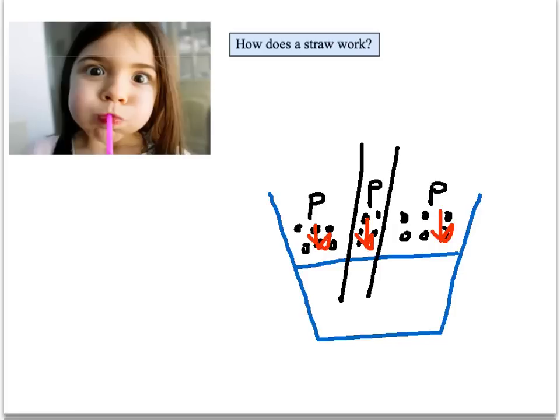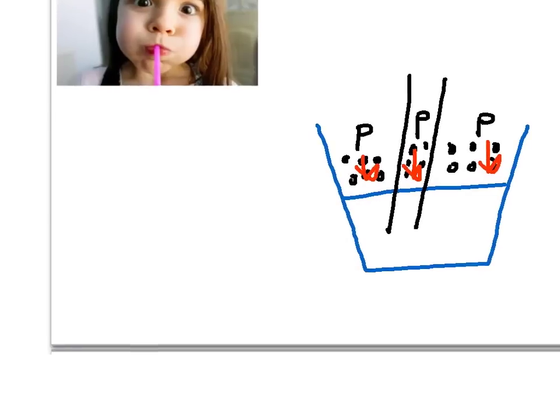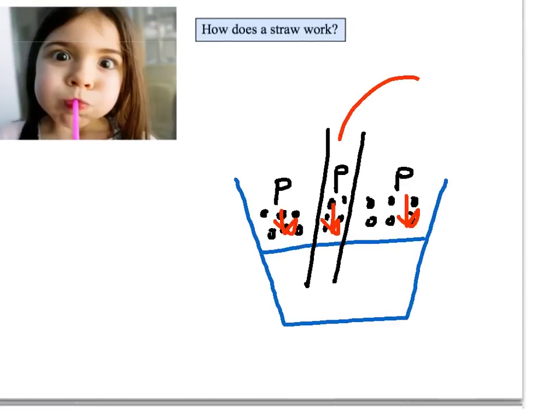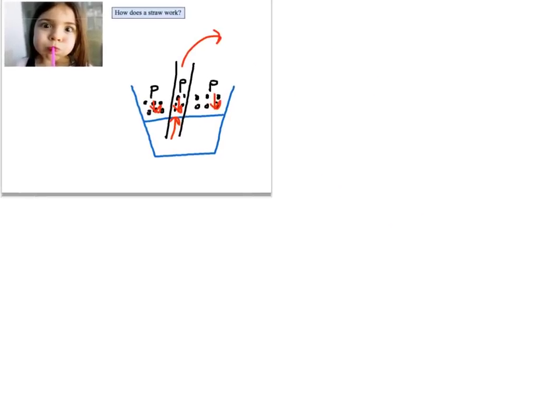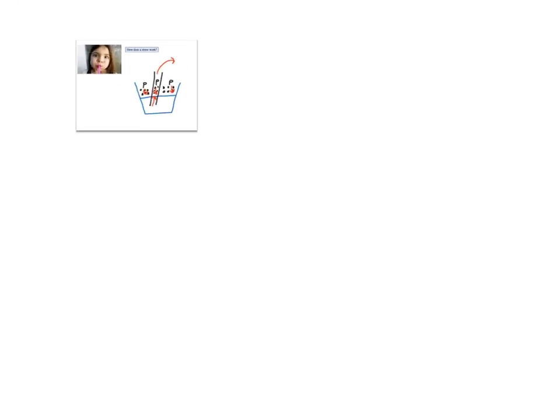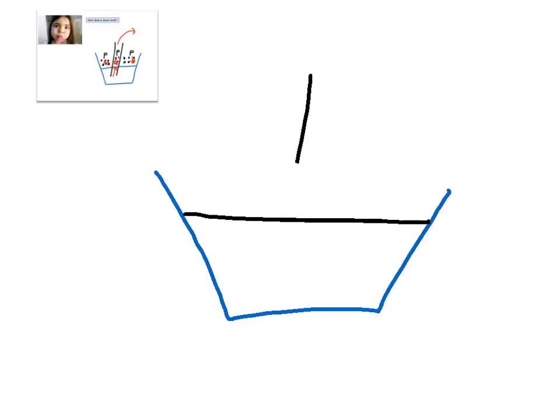Well, what happens when you inhale on a straw? In other words, you inhale into your mouth. You get the water to move up, but why is that? Let's move this out of the way. I'm going to make it even smaller. I'm going to redraw the picture and show what happens. So here's our container. Here's our straw. There's the water level. We'll put our straw in here.